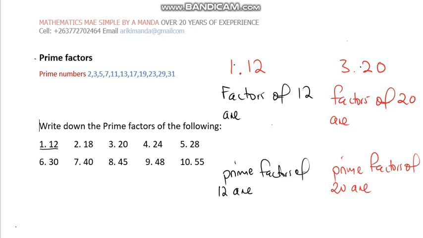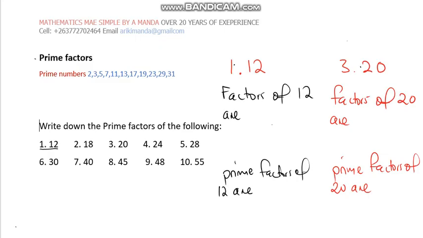Let's look at prime factors. Prime factors, we are talking about numbers that are divided by two numbers only. The two numbers are itself and 1. In other words, if I identify a number that can be divided by two numbers only, 1 and itself, that number qualifies to be called a prime number or prime factor.